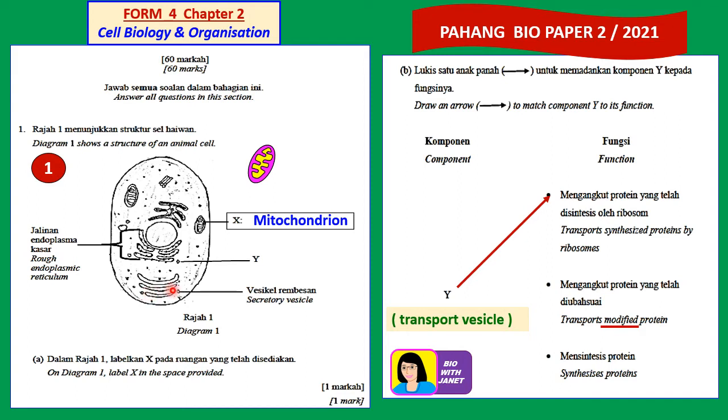Anyway, what is the structure that transports the modified proteins? Yes, it is the secretory vesicles. Okay, so after Golgi apparatus has modified the proteins, the Golgi apparatus will enclose these proteins in the secretory vesicles, okay, which transports the modified proteins to the plasma membrane and then secrete the proteins out of the cell. The modified proteins are like enzymes, for example, okay. So transports modified protein is the function of secretory vesicle. And lastly, synthesizes proteins. What is the organelle that synthesizes the proteins? It's the ribosomes.